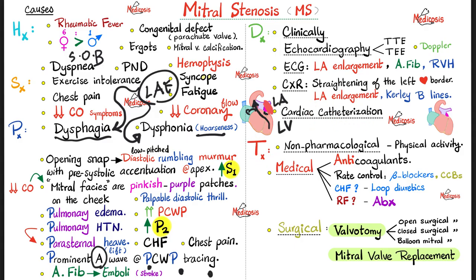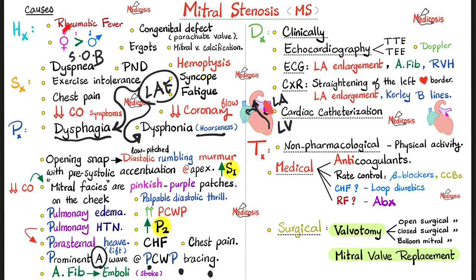How do you manage mitral stenosis? The non-pharmacological management includes physical activity and exercise. Medical management, anticoagulants, because the AFib increases risk of embolization thanks to the stasis. If there is AFib, ventricular rate control by beta blockers or calcium channel blockers. If we have symptoms of congestive heart failure, give loop diuretics to get rid of this edema.